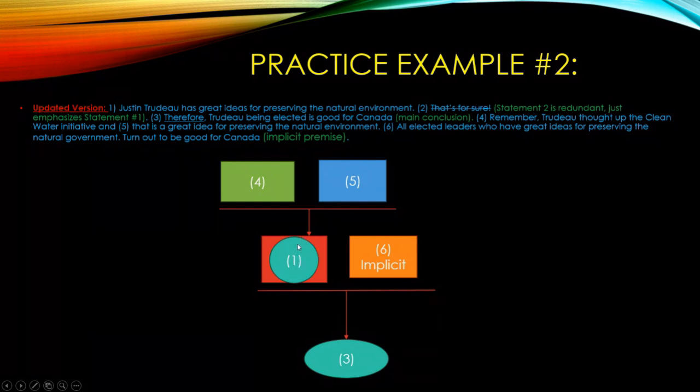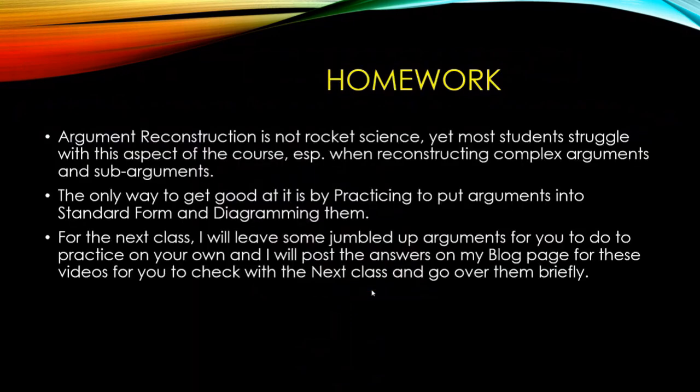And Justin Trudeau having great ideas to preserve the natural environment also serves as a premise in the main argument, along with the fact that all elected leaders who have great ideas for preserving the natural environment are good for the country. That means we know, yep, the election of Justin Trudeau is good for Canada, statement 3. Great, grand, and groovy. So those are the practice examples there. I hope that makes sense.